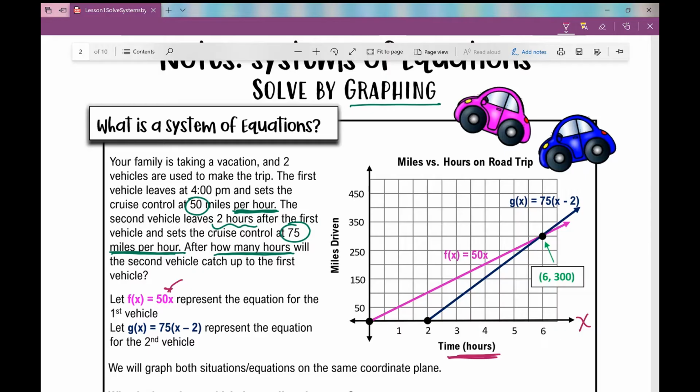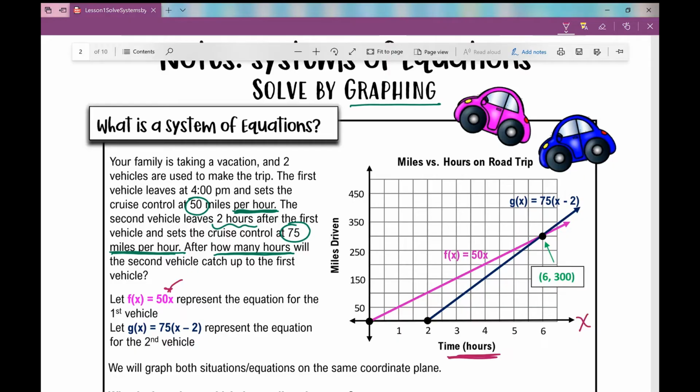So f of x, remember that's just a function's name. We're calling this first function f of x, and it's just our fancy way of writing this equation. So we're going to let f of x represent the equation for the first vehicle. And I've color-coded it here: f of x is the line in pink, and I've got it labeled over here.